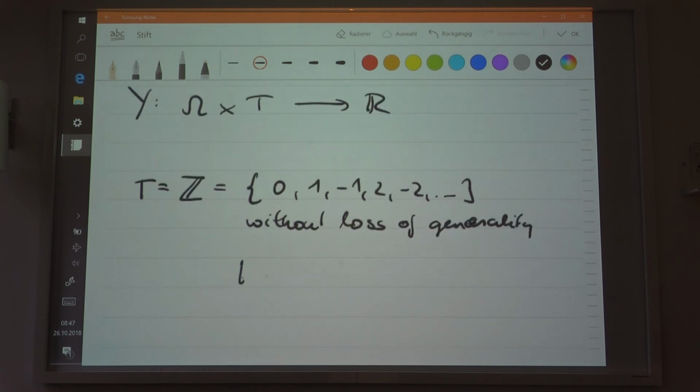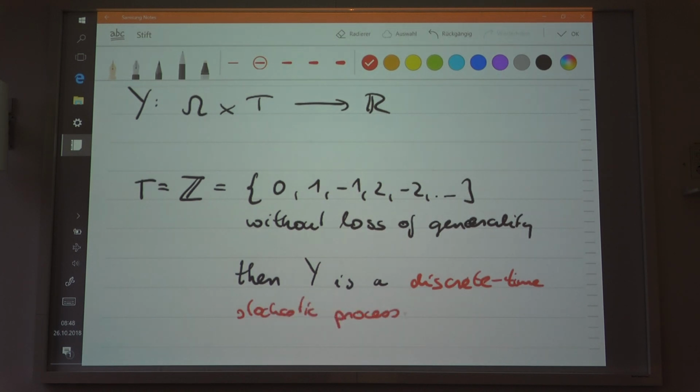Then, of course, the stochastic process Y is called a discrete-time stochastic process. So Y is a discrete-time stochastic process, without loss of generality here.